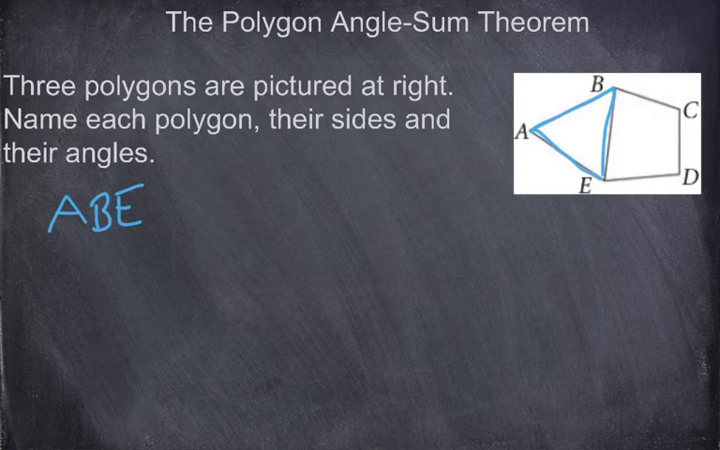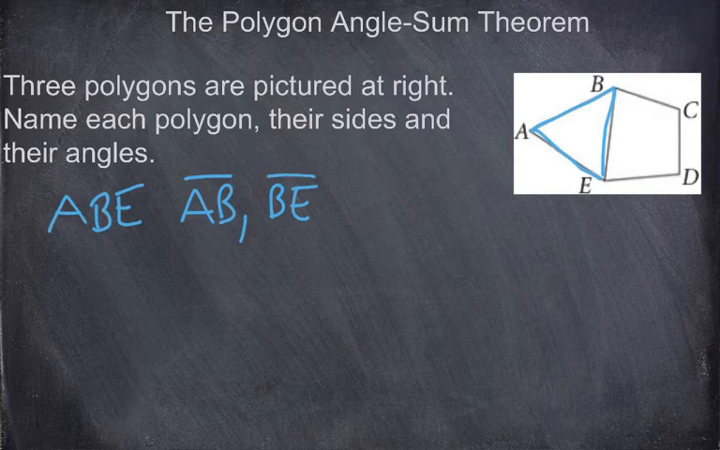Now it says name their sides. It's a triangle, so we're going to name 3 sides. So we have side AB, and it does end. So they are segments, not lines. We have AB, BE, and EA.